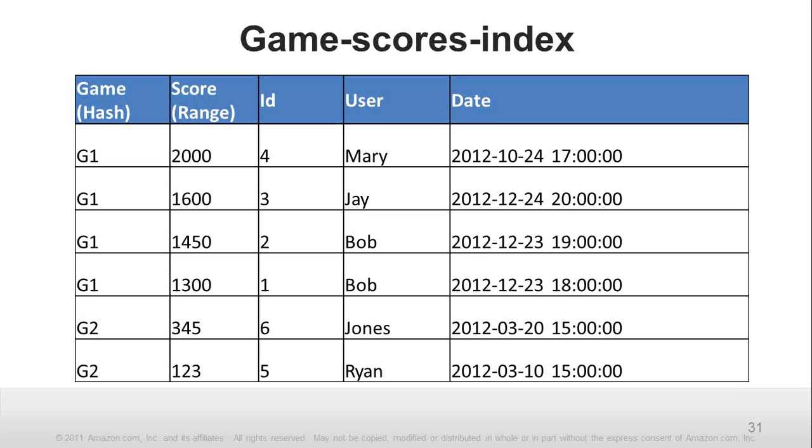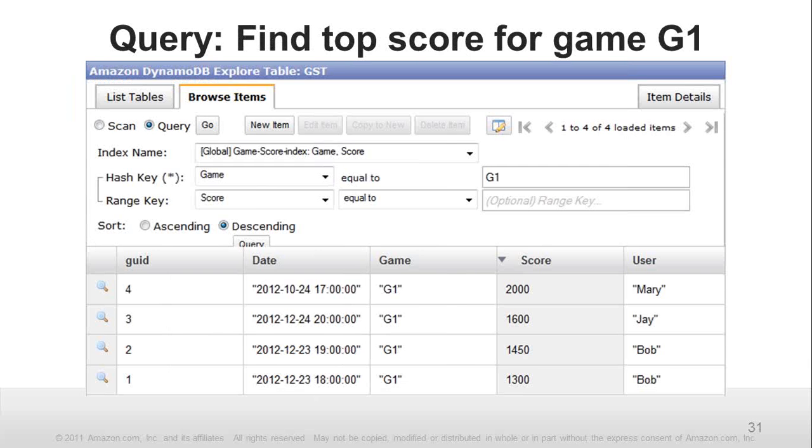As I mentioned before, you should think of a global secondary index as really a separate table that is automatically updated by DynamoDB. So the records in the global secondary index would be like the format I've shown here.